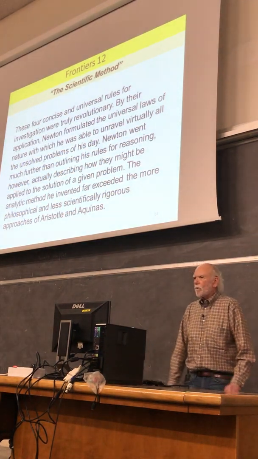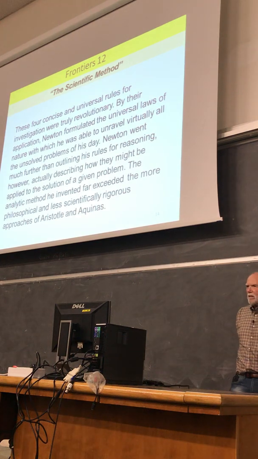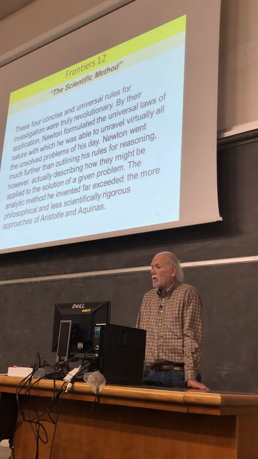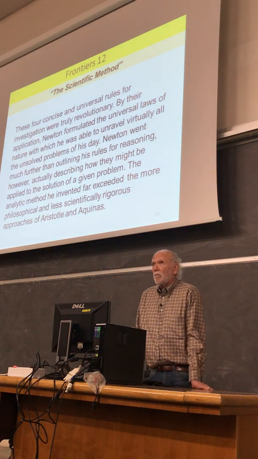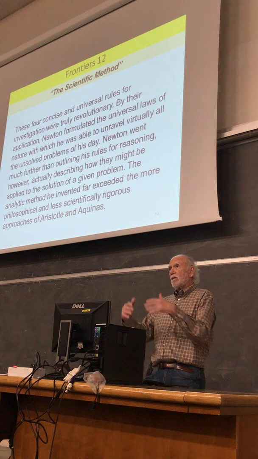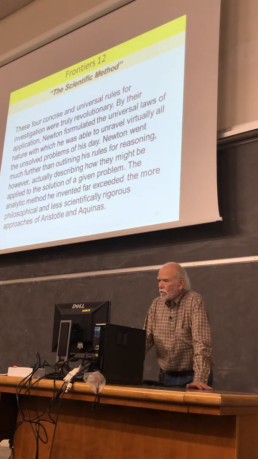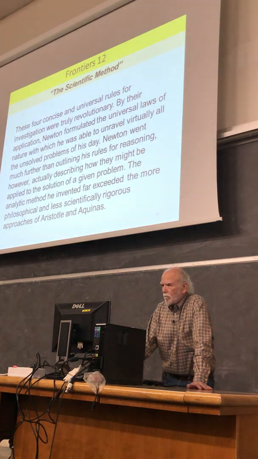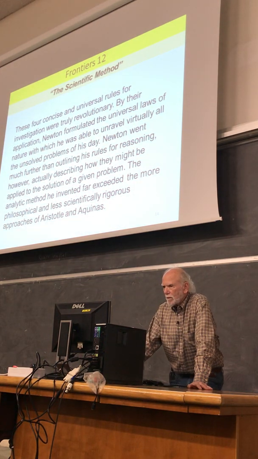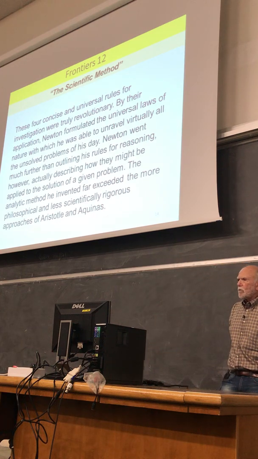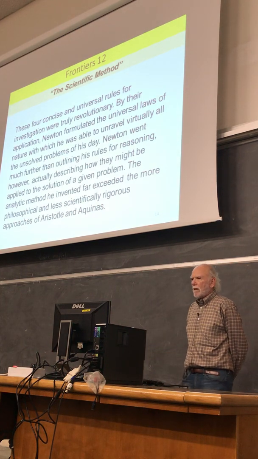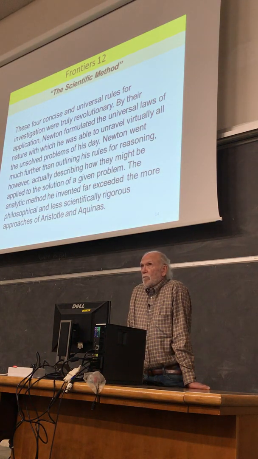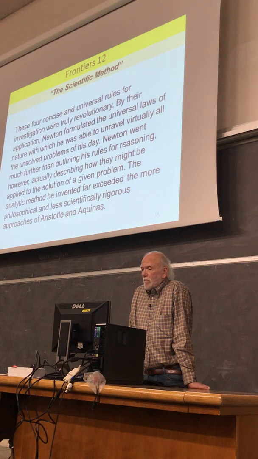Okay, so these four rules are basically what Newton wrote down, and it was truly revolutionary at the time because it gave a way to look at information and draw conclusions so that you knew whether those conclusions were valid or not. And basically, Newton went further than just outlining these rules and the reasoning for them. He actually described how they might be used to apply them to solve any given problem.